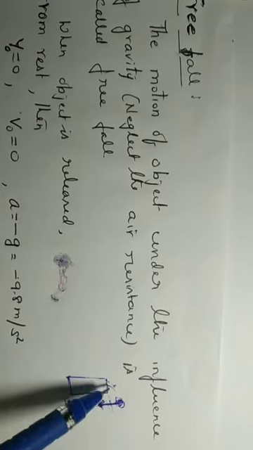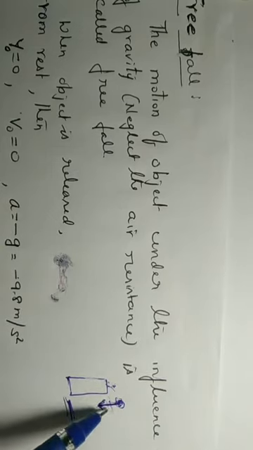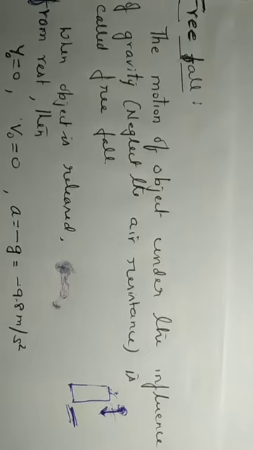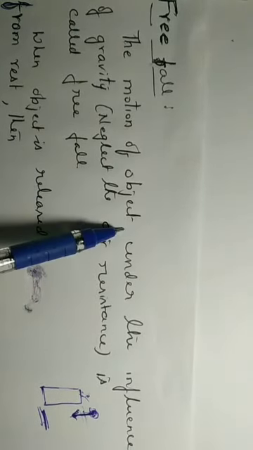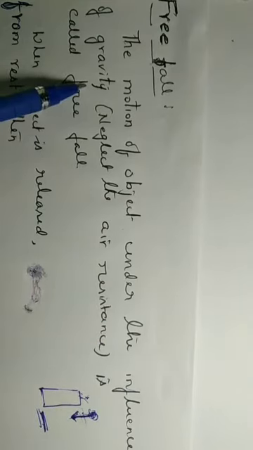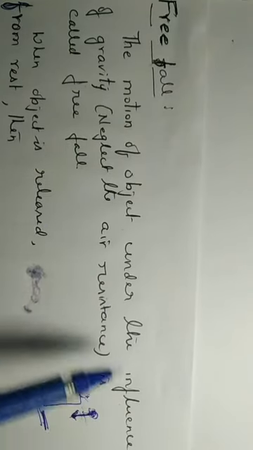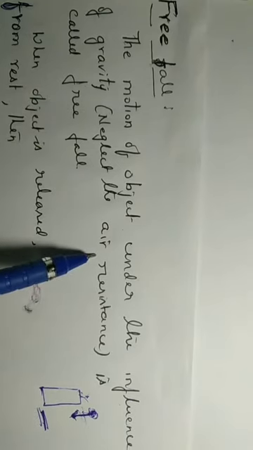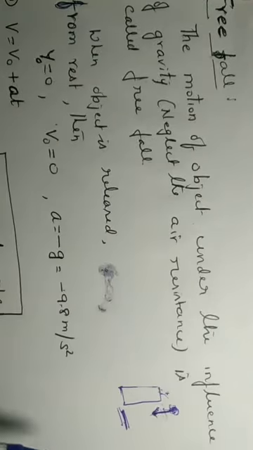When you drop the ball from a wall, it moves towards the earth because of the influence of gravity. So this motion is called a free fall. So see the definition. What is free fall? The motion of an object under the influence of gravity. So what you have to do is neglect the air resistance, then it is called a free fall.